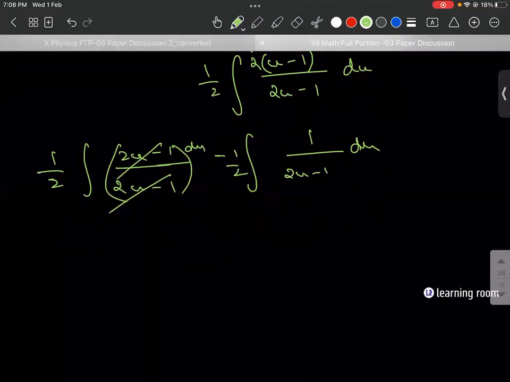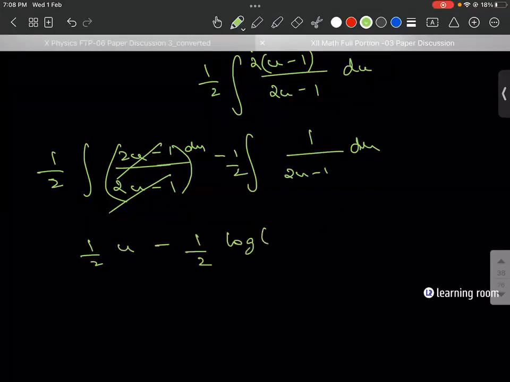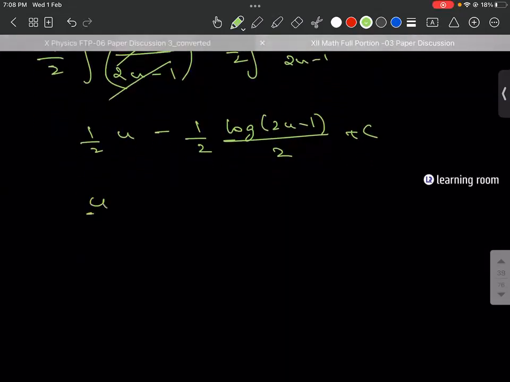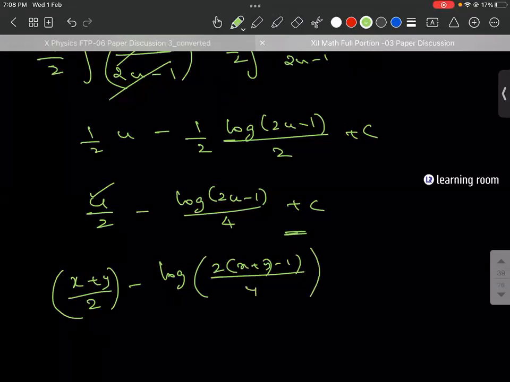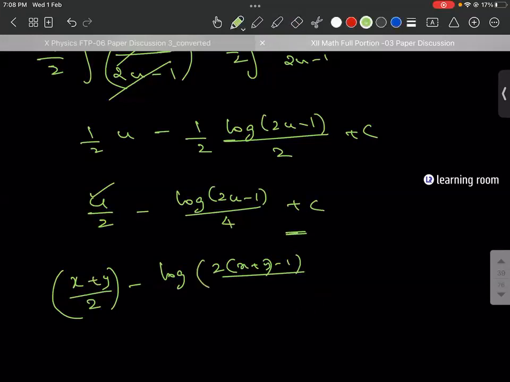So this and this will get cancelled. Half into integral of du is u minus half into log of 2u minus 1 divided by 2 plus c. So answer will be u by 2 minus log of 2u minus 1 divided by 4 plus c. Did you guys understand? Where u is, you need to put x plus y by 2 minus log of 2 into x plus y minus 1 by 4 plus c.